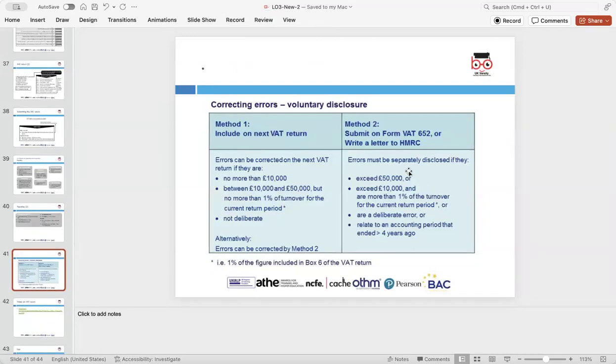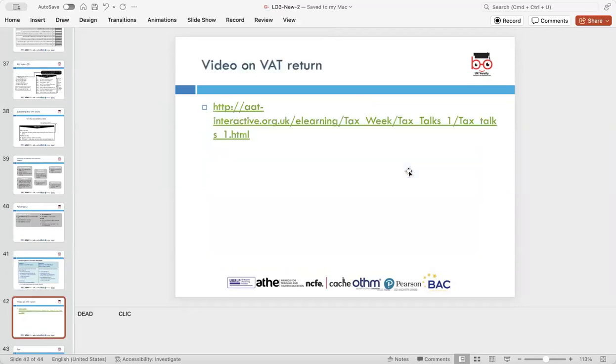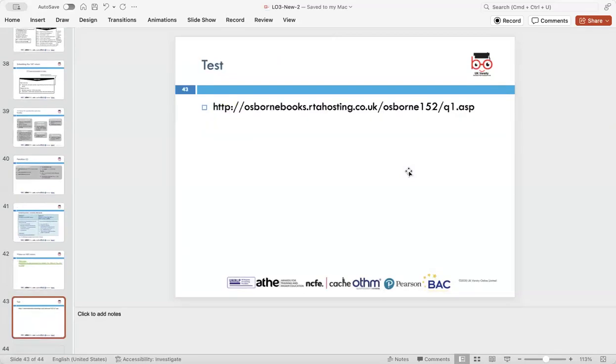Then disclosure criteria. Errors exceeding 50,000 pounds, or exceeding 10,000 pounds and more than 1% of the turnover for the current return period, or deliberate errors, must be separately disclosed to the tax office or HMRC.